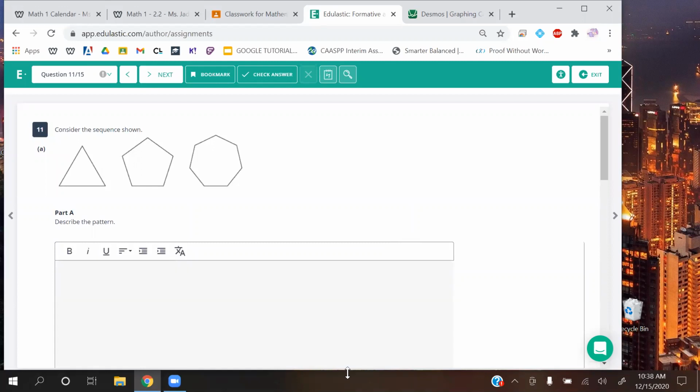I wanna talk about the number of sides. That's just me. This one has 1, 2, 3 sides. One, two, three, four, five sides. One, two, three, four, five, six, seven sides. Okay, so when I describe the pattern, I'm gonna just type it in words. The shape increases the number of sides by two every time. One sentence is good enough. I describe the pattern.